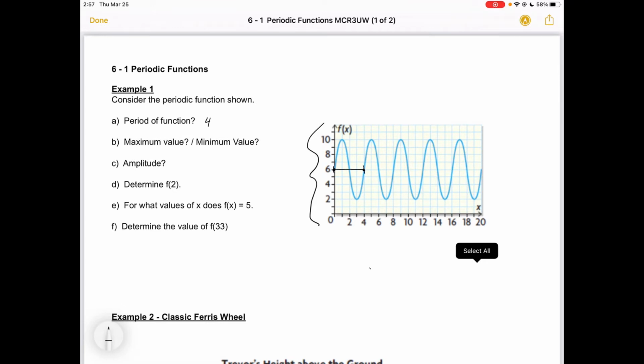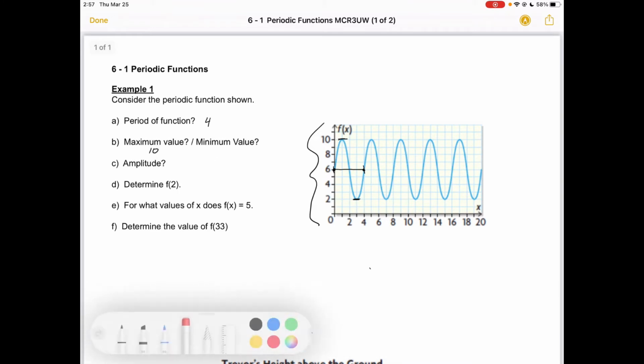In this case, it is 4. Our maximum value is right up here at 10. Our minimum value is down here at 3. Oh, not 3, but 2, all the way down.